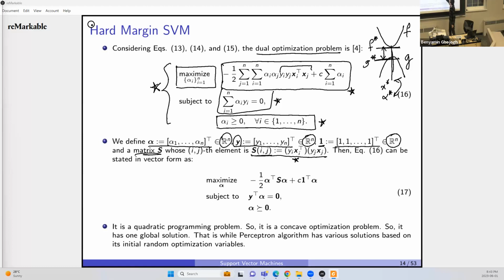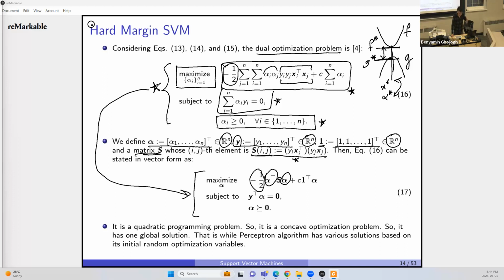Since yj is a scalar, you can bring it into the multiplication, and you would have yi yj xi transpose xj. Do you agree that you can write this in matrix form like this? So this is minus half, we have alpha i, alpha j. Therefore, it's quadratic with respect to alpha, so I can write alpha transpose, then in the middle, this pain in the neck term, S, then alpha.